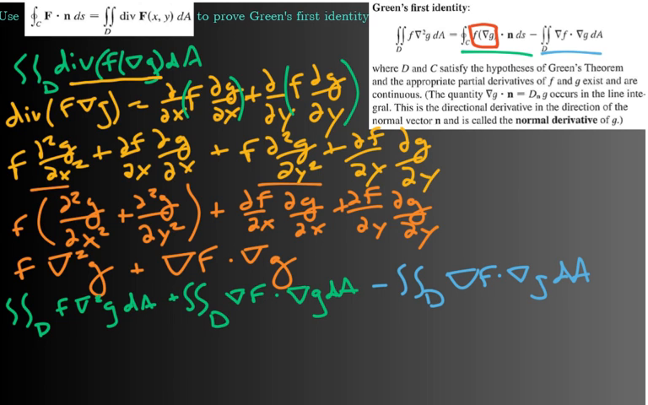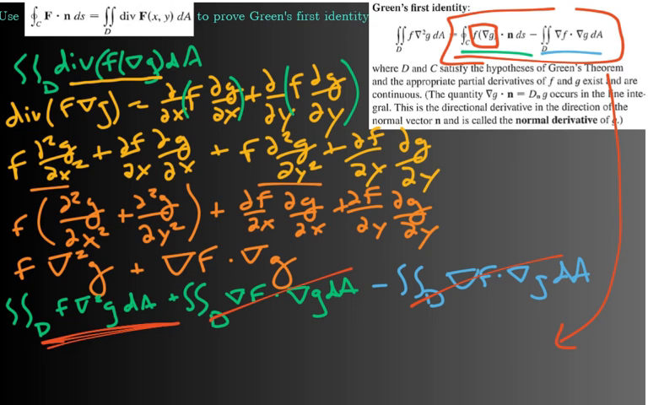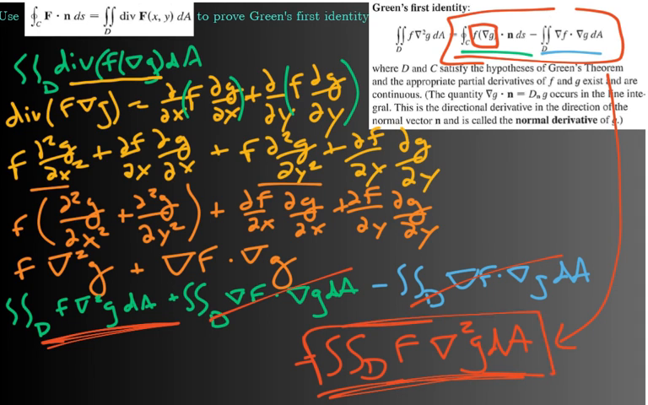And so this is where the nice stuff cancels, because this whole part and this whole part cancel. And what this whole thing up here simplifies to is just this part. It equals the double integral over D of f times del squared g dA. And that is what we wanted to show that it equals. And so that proves it.